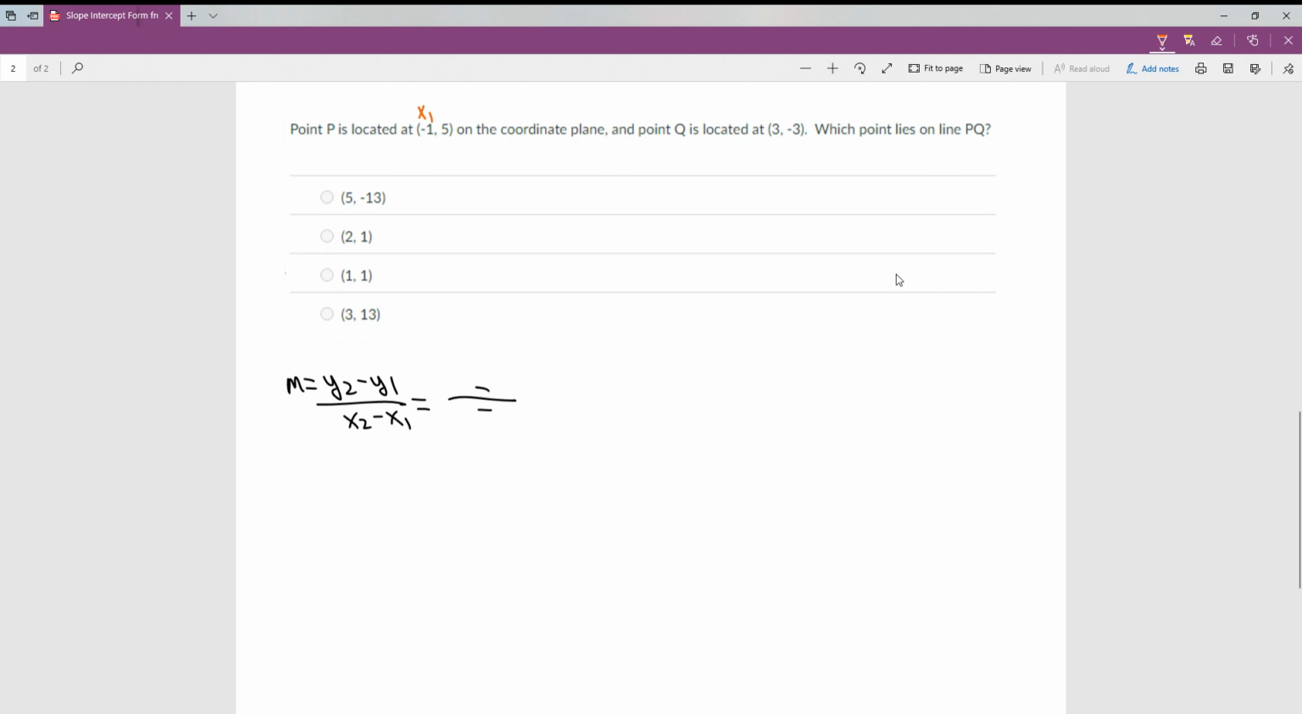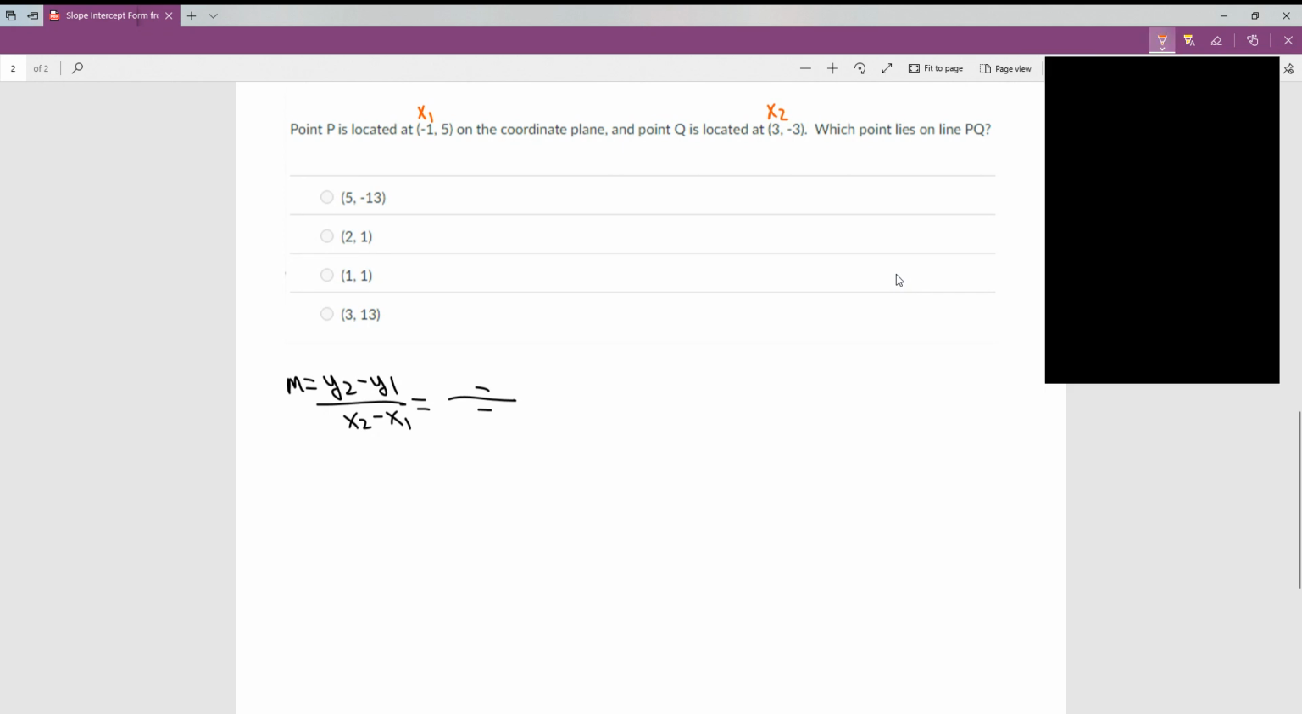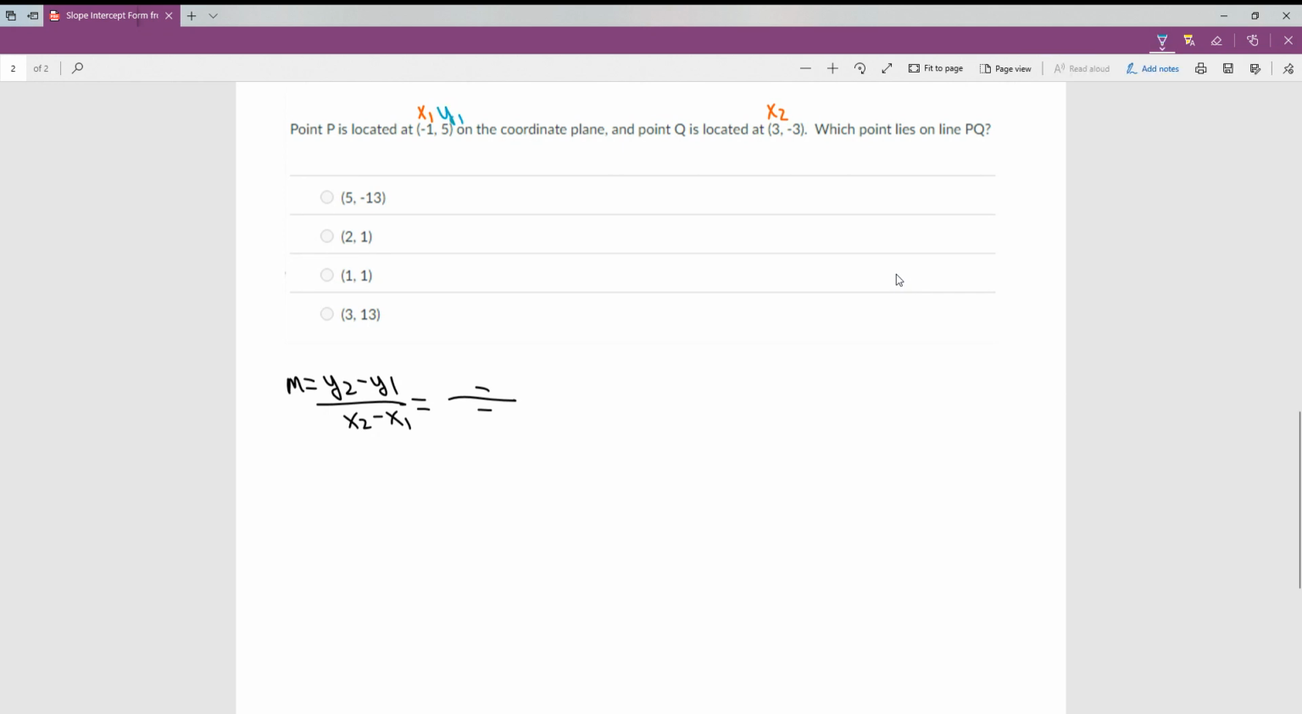First point, X is -1. Second point, X is 3. And then same idea with the Y's. We've done this lots of times now. Putting things where they go in the formula, y2 minus y1 is going to look like -3 minus 5. x2 minus x1 is going to look like 3 minus -1. -3 minus 5 is -8. 3 minus -1 is like 3 plus 1, which is 4. -8 divided by 4 is -2. So I get m equals -2.